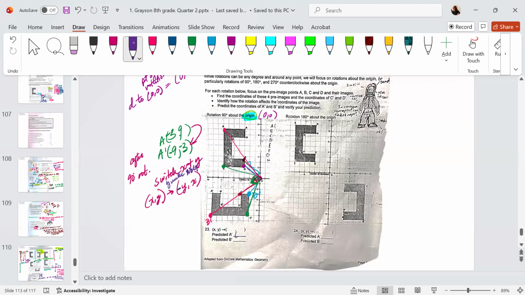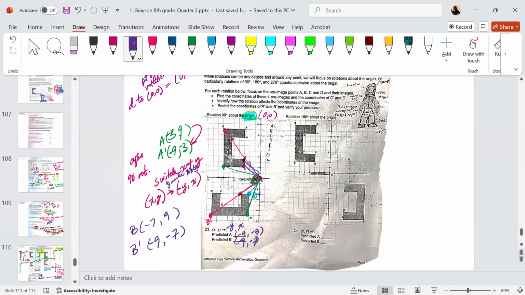A prime was -9, comma, -3, correct? What was your equation? X, Y then becomes -Y, comma, X, correct? If you had to use that formula, predict B prime. So let's start with B. What is B again? B is 7, positive or negative? Negative 7 and 9. Okay, so then if I use the rotation formula, what would B prime be? -9 and -7.